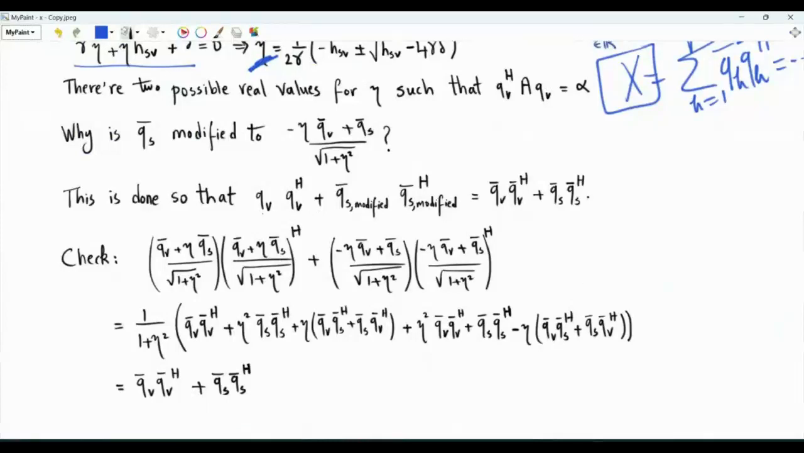If we take qv Hermitian and q bar s modified Hermitian, then we will get the two terms that were originally there in the decomposition of matrix X. So by modifying the vectors, we are keeping our summation, our decomposition, exactly equal to matrix X.